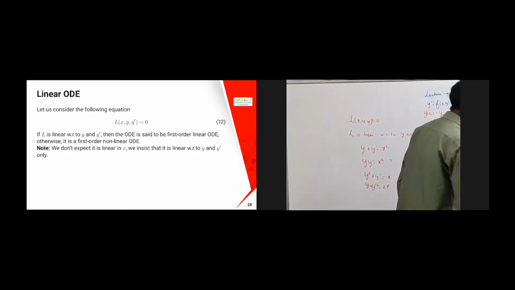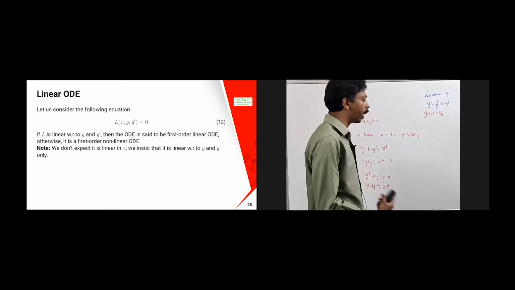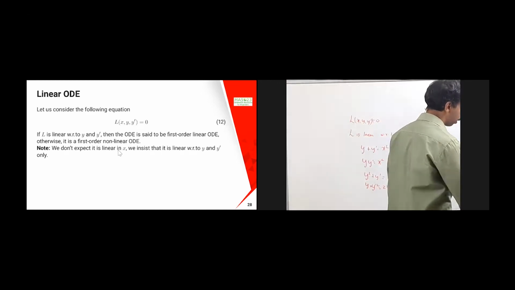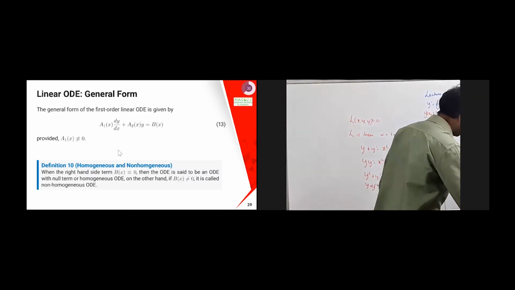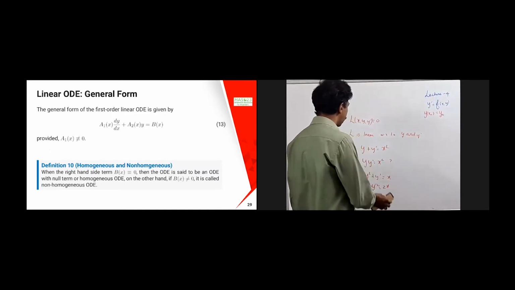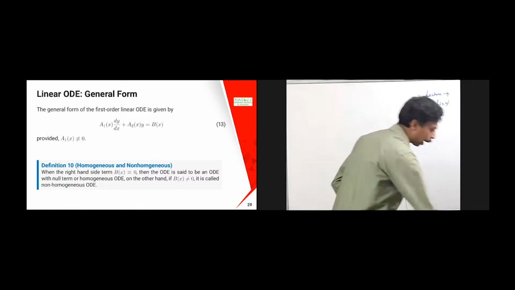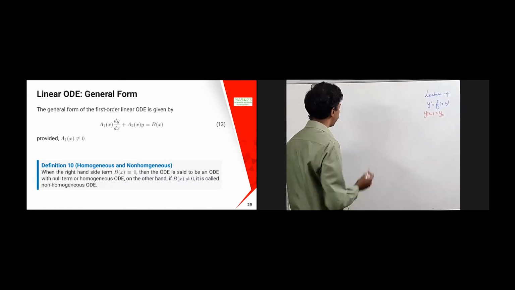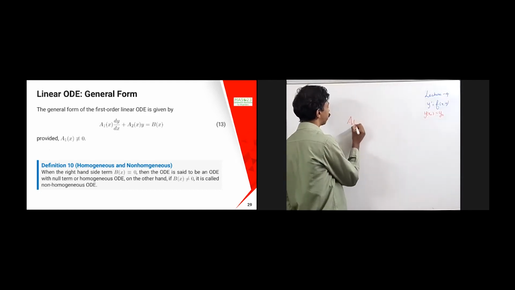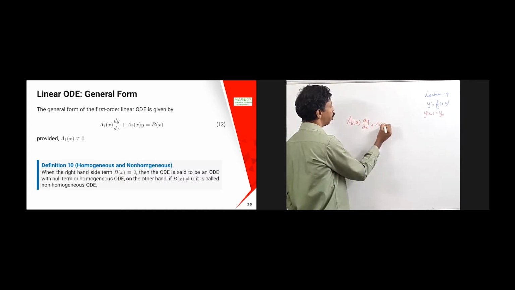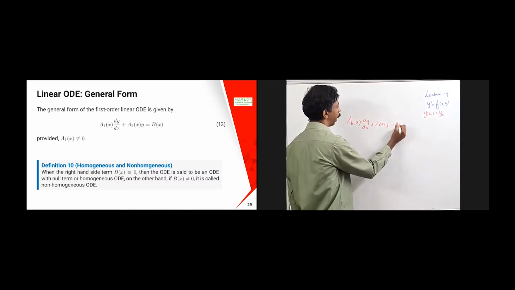So the first order linear ODE, how can we reformulate it? Let us see. The general form of the first order linear ODE is of this form: a1 of x into y dash, or I write it as dy by dx, plus a2 of x into y equal to b of x. I can write it in this form.